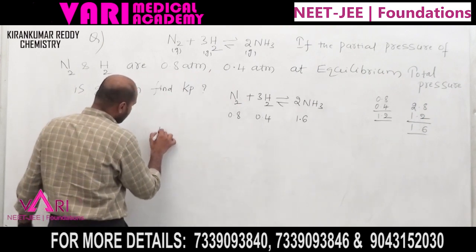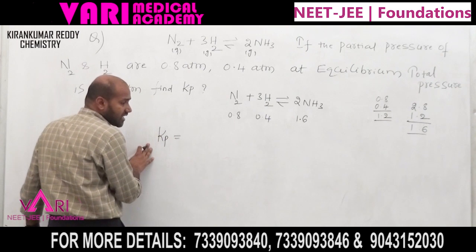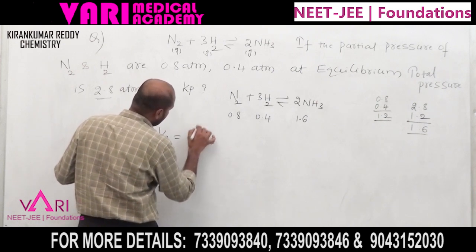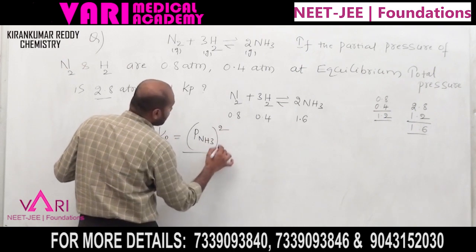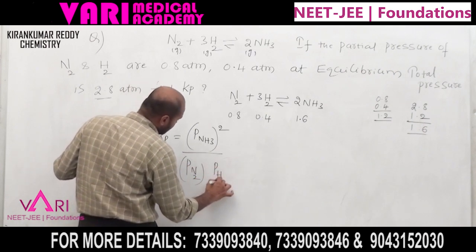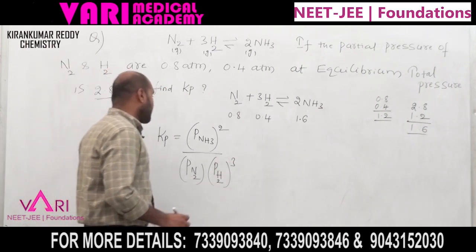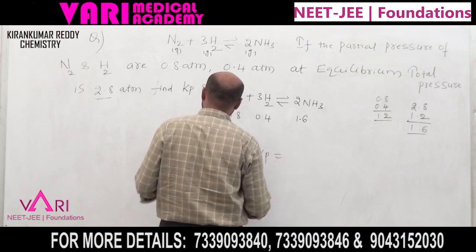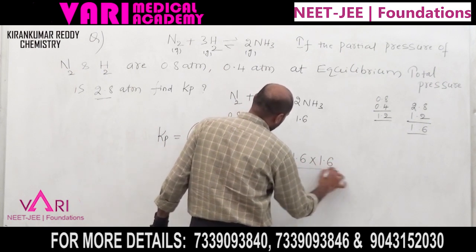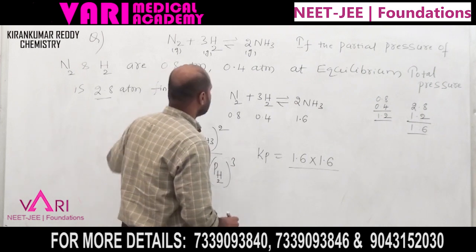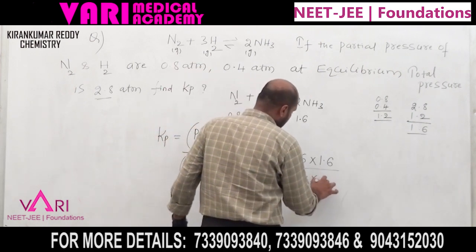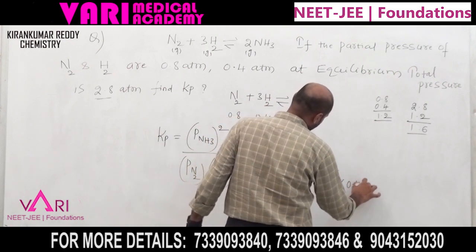Now what is the formula? Students, Kp is the equilibrium constant in terms of partial pressure: the partial pressure of NH3 to the power square, divided by the partial pressure of nitrogen times the partial pressure of hydrogen all cubed. Very simple. Now write down Kp is equal to, what is the NH3 partial pressure? 1.6. Write 1.6 into 1.6, divided by the partial pressure of nitrogen, that is 0.8, into the partial pressure of hydrogen, 0.4 into 0.4 into 0.4.